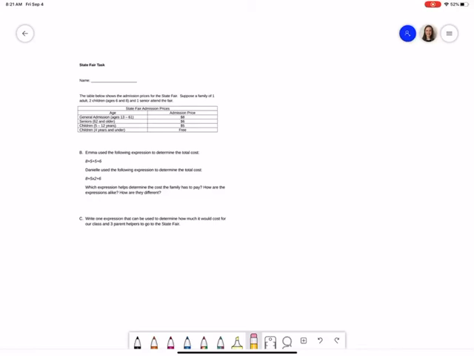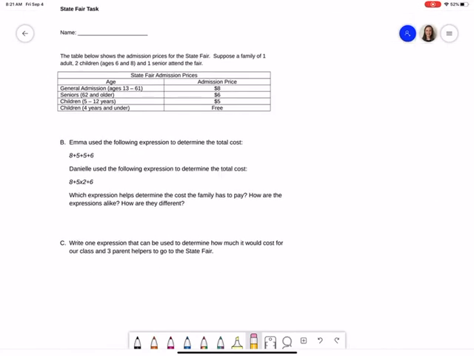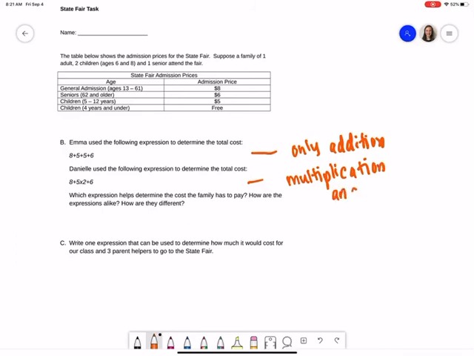So, what's the difference between these two expressions? Hopefully you said this one is using only addition. And this one below is using multiplication and addition. Okay, are these the same problem? Go ahead and answer that. Are these the same problem? And do they give us the same answer? Go ahead and work it out and pause the video.